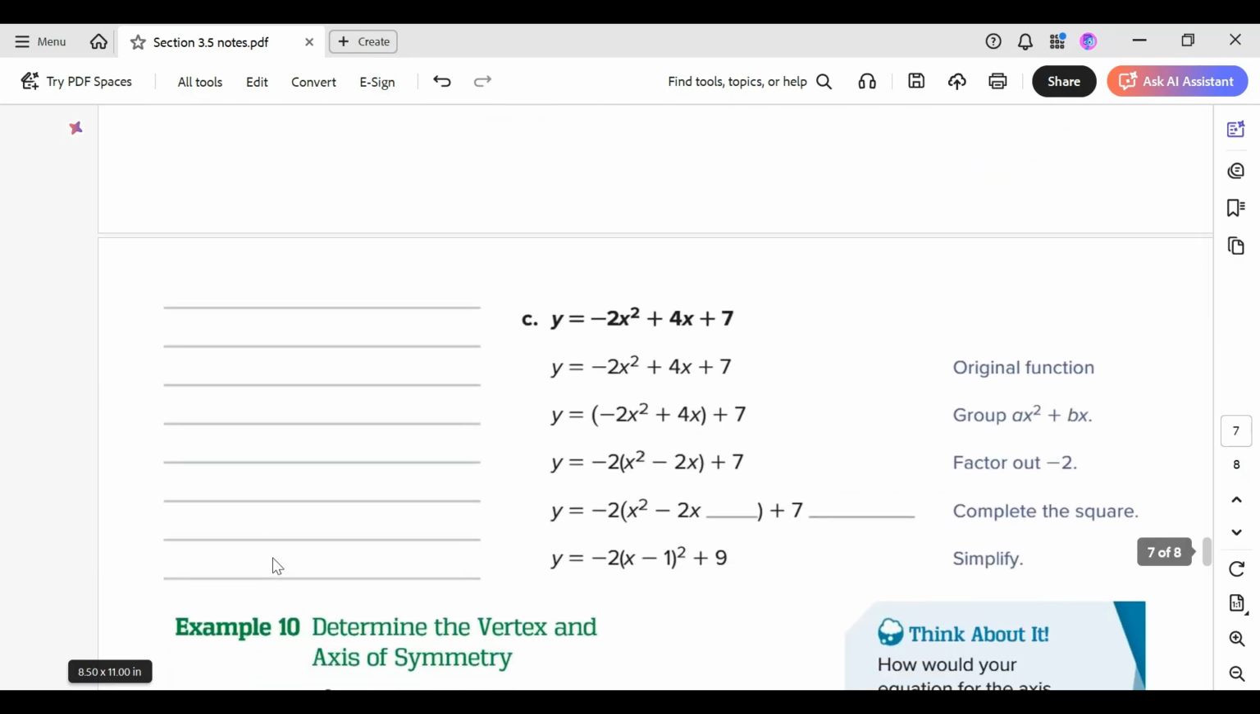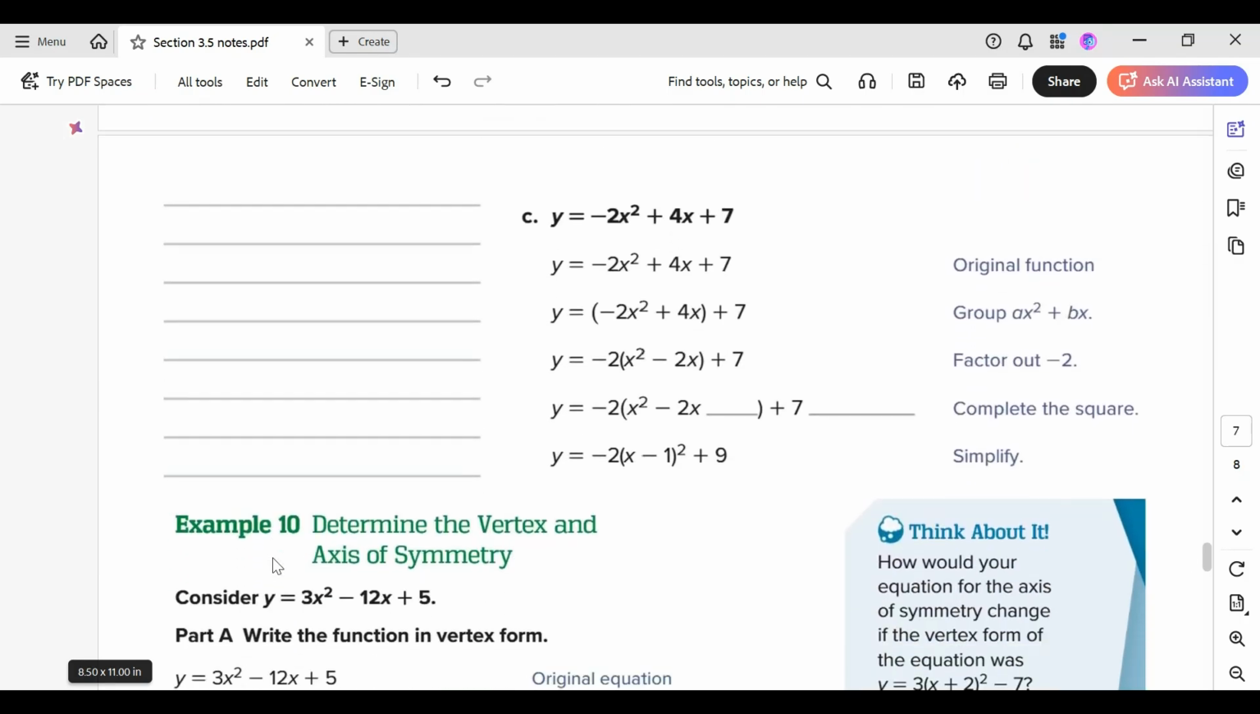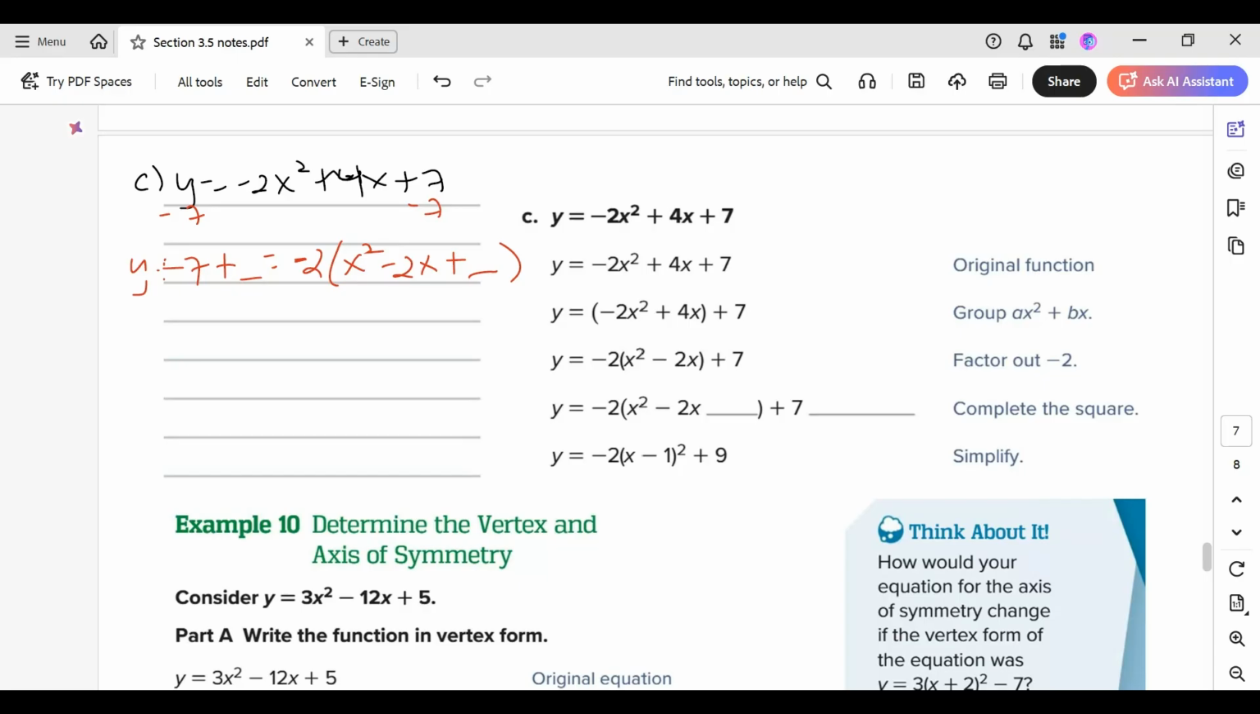On example C, it says y equals negative 2x squared plus 4x plus 7. So again, on C, I started out with our original, which is y equals negative 2x squared plus 4x plus 7. I start by first subtracting the 7 to the left side and adding my blank. y minus 7 plus blank equals, now I'm factoring out a negative 2 out of this. So I become x squared minus 2x plus a blank. Because remember, we are isolating that negative out.